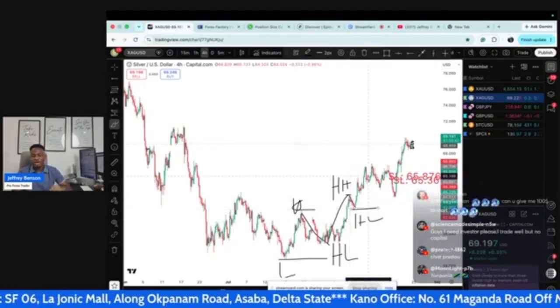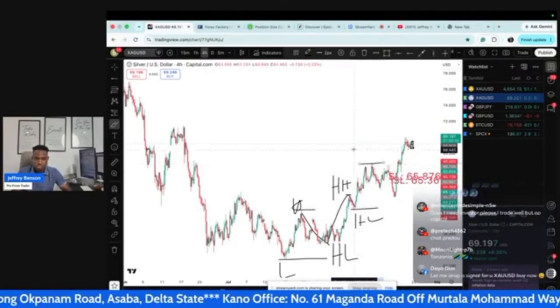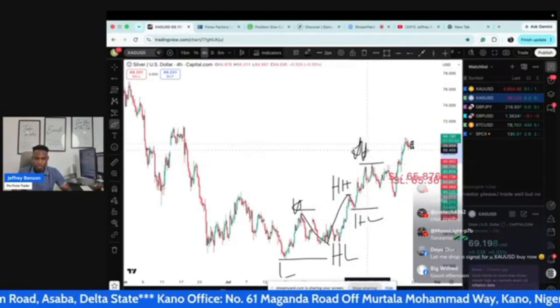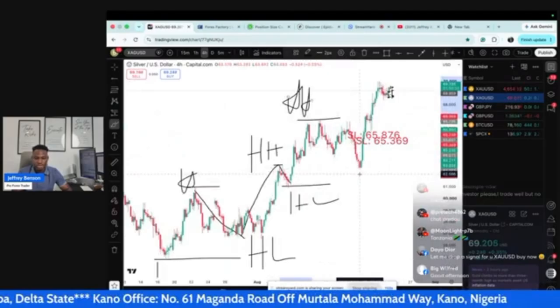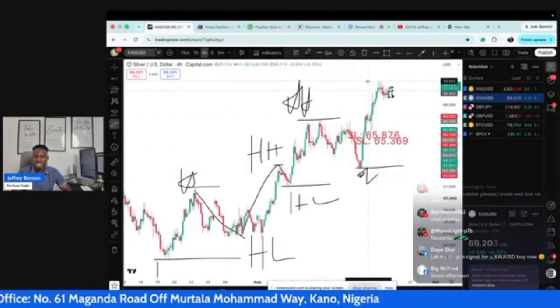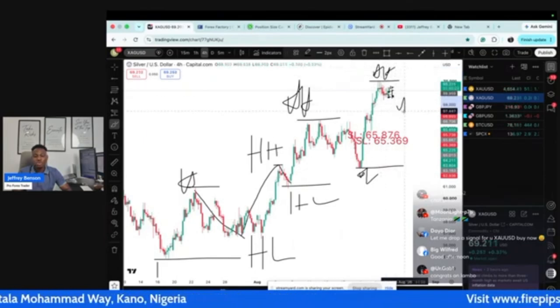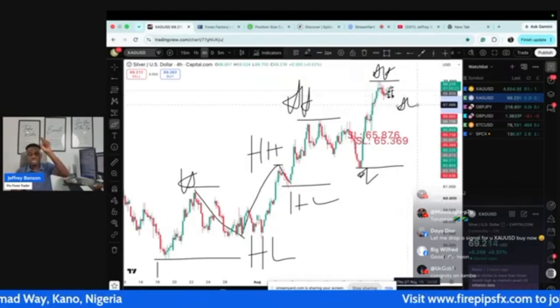Then it created another high, which is a higher high. Then it created a higher low, like that. Now it's created a higher high. So what are we after a higher high? What's the next thing? It's a higher low. So this is on the 4-hour time frame.